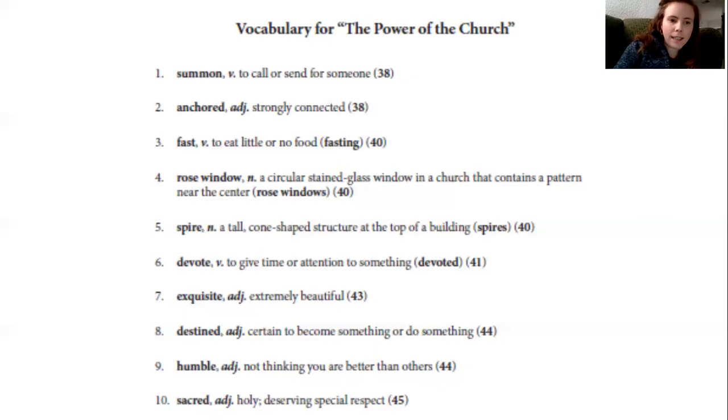And the last word is sacred, S-A-C-R-E-D. Sacred is an adjective meaning holy or deserving of special respect.